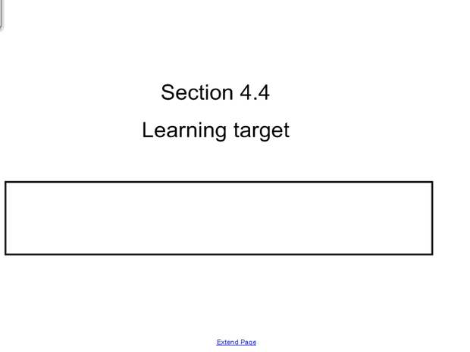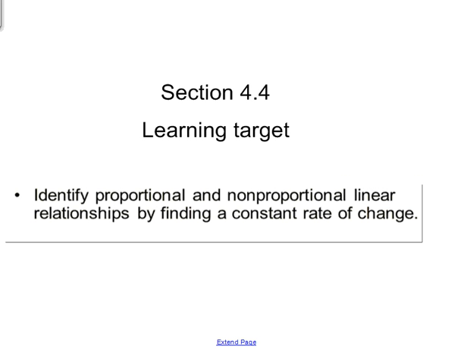Beginning our review video for section 4.4, that's chapter 4, section 4. And of course, always we start with the learning target for the day. So the learning target today is to identify proportional and non-proportional linear relationships by finding a constant rate of change.